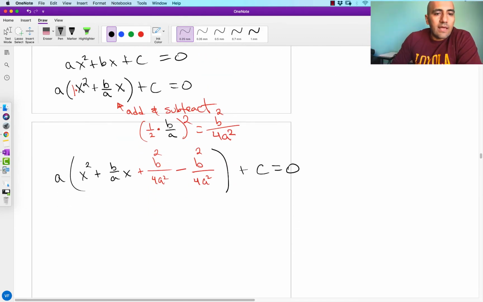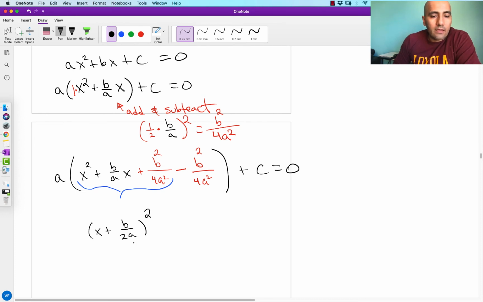So now, simply relying on that pattern, I know that it must be true that the first three terms are going to be a perfect square trinomial and that they will fit this pattern, x plus blank squared, and the blank in there is going to be half of this. So it'll be equal to b over 2a. That's what goes in there, b over 2a. Okay, and then I still have this other larger parenthesis, and I still have this minus b squared over 4a squared. I still have this a out here, which multiplies across all of this, plus c equals 0.